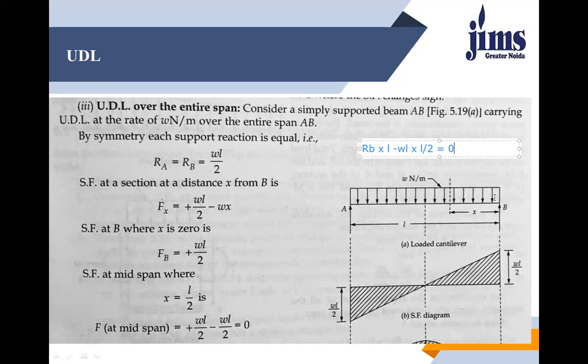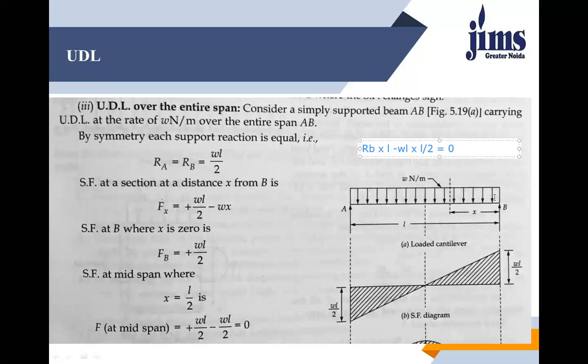Now calculate shear force at B where x is 0. We put x equal to 0 in the above equation, and shear force at B is WL by 2, which is equal to the reaction at B. And for shear force at mid span, we put x equal to L by 2, and the value at mid span is 0.